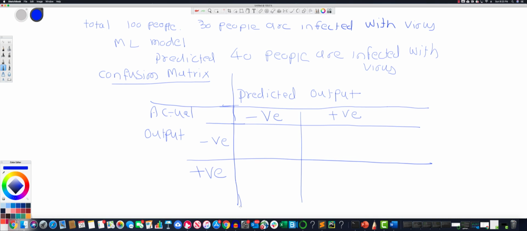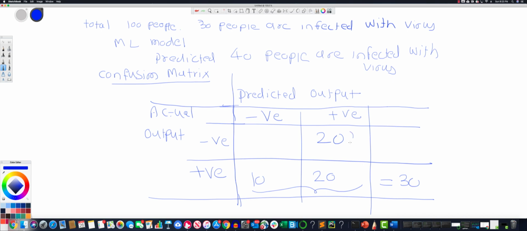We know for sure the actual number of people who are infected with the virus is 30. So let's say 20 are here, and 10. This is the actual number of people infected, equal to 30, and our model predicted 20 of them. These are the 40 people our model predicted to have the virus, and the remaining is 50. Let's say this is called the confusion matrix, which shows the relationship between the predicted output and the actual output.